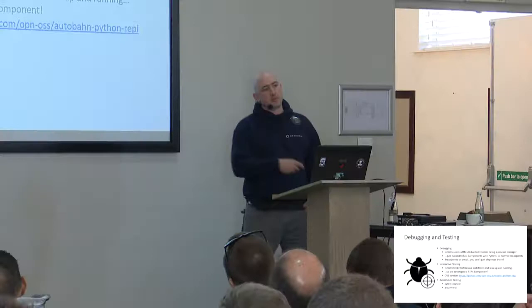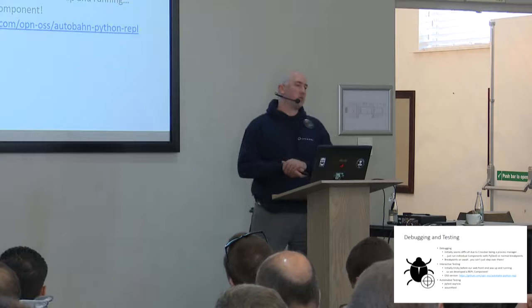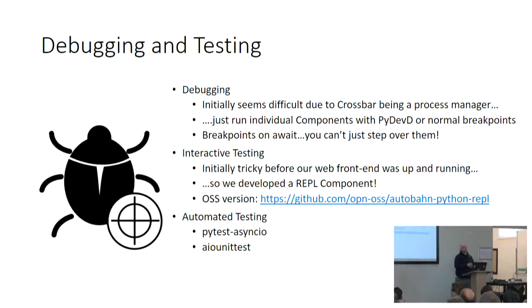Interactive testing was something we also found a bit tricky before our web front end was available to do interactive work with. So we implemented a REPL system, which obviously was very nice to have. One tends not to find asynchronous friendly REPLs, and that's because the Python REPLs don't really support awaiting. So we actually have a system which essentially wraps the asynchronous nature in a synchronous call and then lets you know when it's done. That's really nice to work with, and we're actually open sourcing that because we think a lot of other people will find it useful to work with.